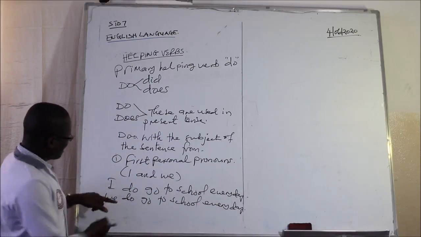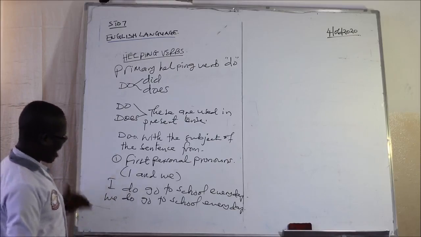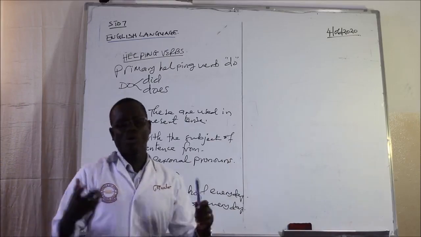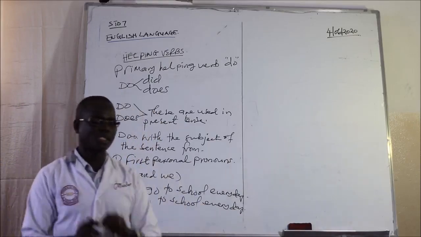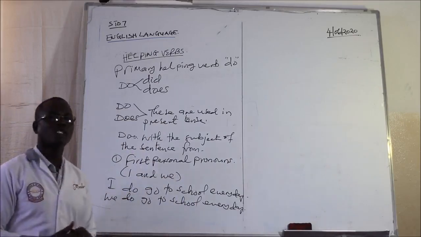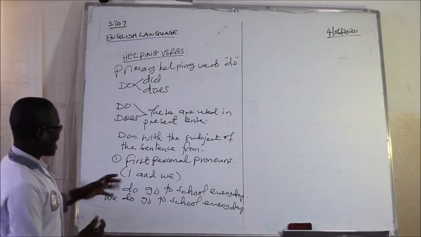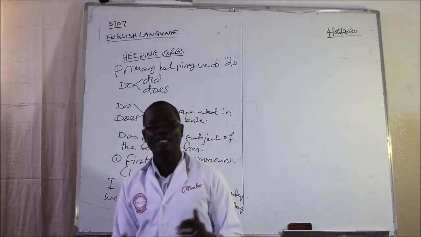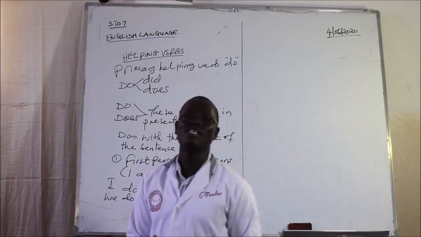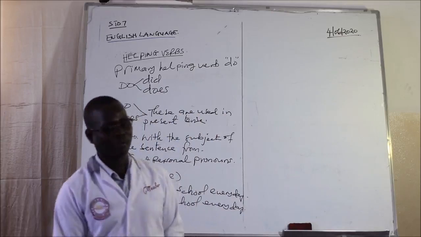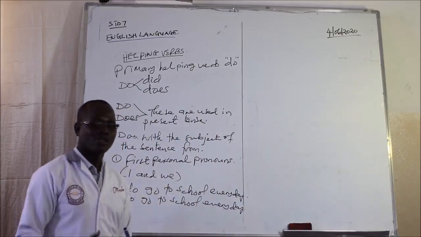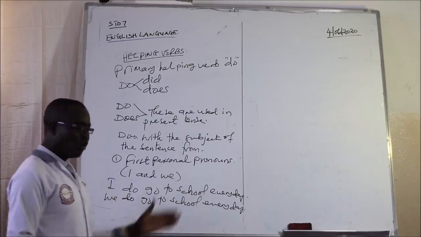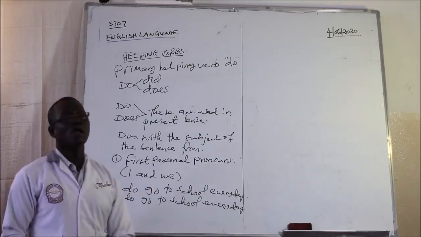Now, what has determined the use of do is our subject here, I and we. We could not say that I does go to school. No, it won't be so because the grammar of English does not accept the use of does with the subject from first personal pronouns. Therefore, again, a sentence can be represented in interrogative form, a sentence that really asks a question. We can simply say, do I go to school every day? Or do we go to school every day?